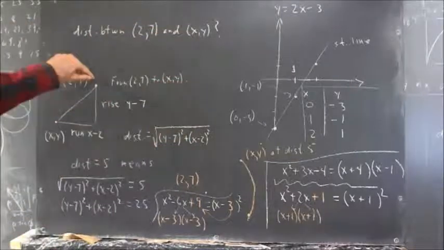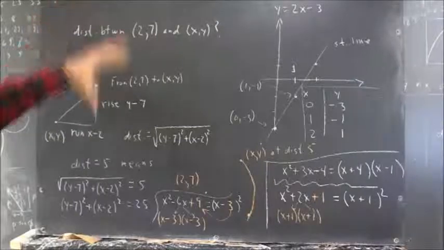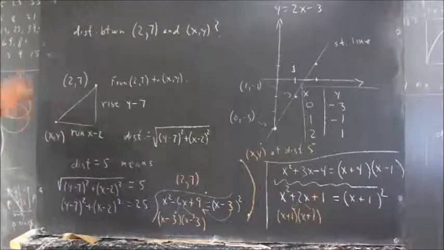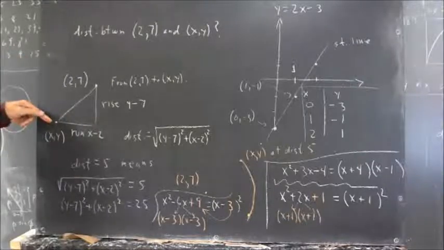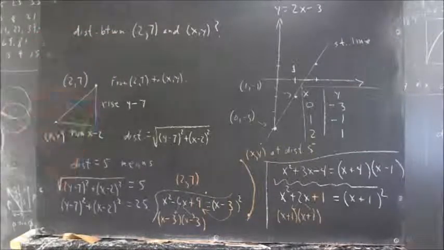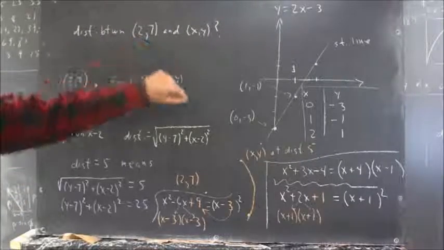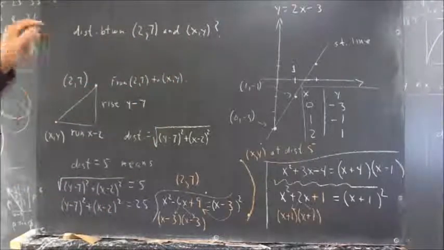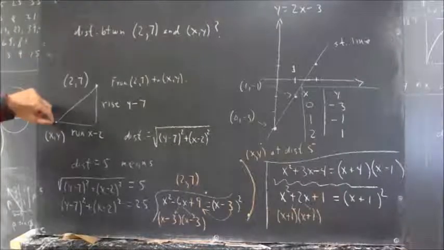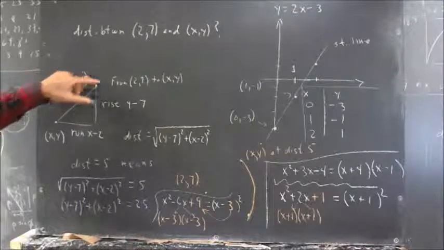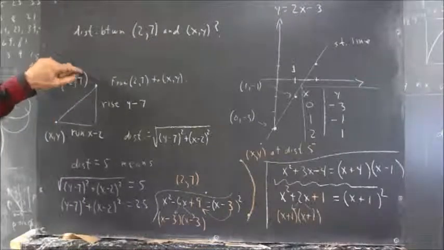We can put (2, 7) at some point, and (x, y) could be anywhere because we don't have a scale on this graph. So I'm just going to put (x, y) here for a change instead of up and to the right. Okay. Now, from (2, 7) to (x, y), what's the rise? Well, from here to here, the rise is y minus 7. It's always the second point minus the first.